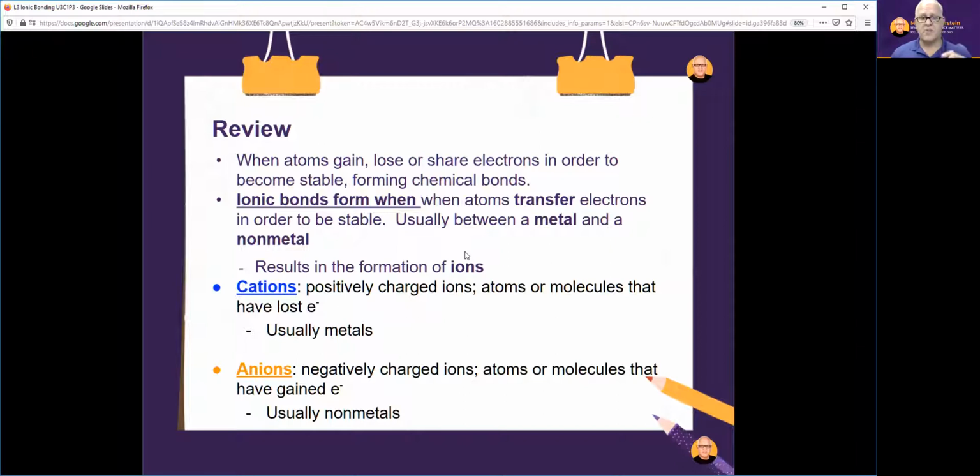The cations are positively charged ions, atoms or molecules, that can give up or lose electrons, and those are usually metals. Anions are negatively charged ions, atoms, or molecules that will gain an electron. And those are usually nonmetals. And we saw the example looking at sodium and chlorine. Sodium had one valence electron to give up, so it was positive. Chlorine needed one electron to become stable, so it was negative.